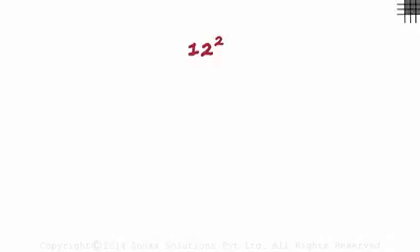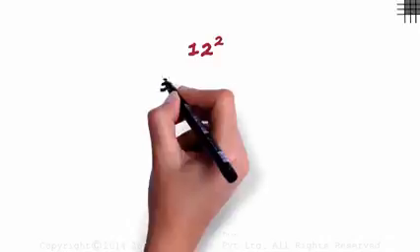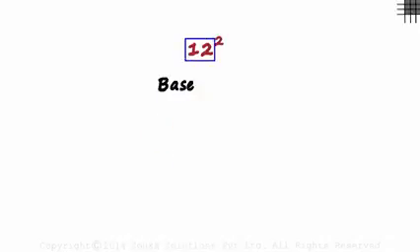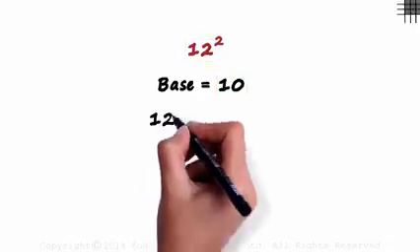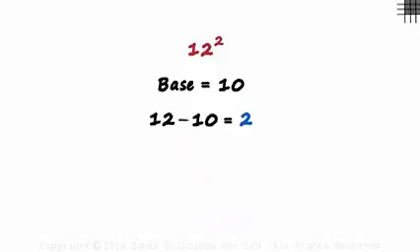So while squaring such numbers, we first choose a base which is close to the number that is being squared. And the base will be some power of 10. Here, 12 is close to 10, so let 10 be the base here. Once the base is decided, we find the difference between the number and the base. That will be 12 minus 10, which equals 2.